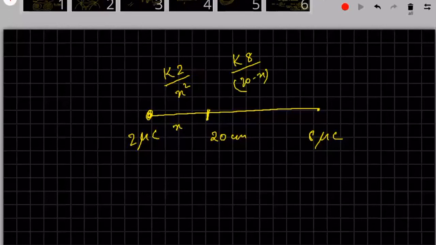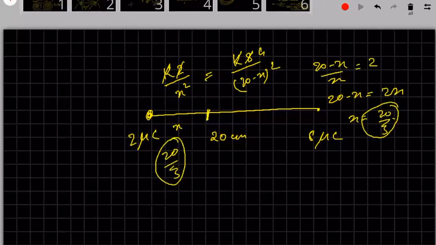Now cross multiply, take square root. 20 minus x by x is equal to 2. So, cross multiplying, 20 minus x is equal to 2x. So x is equal to 20 by 3. So that is what I told, 20 by 3.